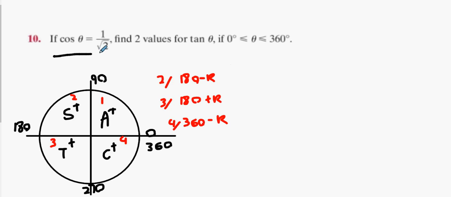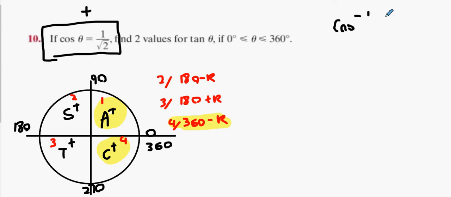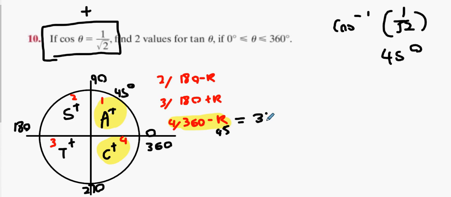Cos is positive. So if cos is positive, that means our two locations are A and C. And we're going to use quadrant 4 rules for C. So we're going to cos inverse 1 over root 2. You get 45 degrees. So 45 degrees is your first answer. And then we're going to use quadrant 4, which is 360 minus 45, which is 315 degrees.